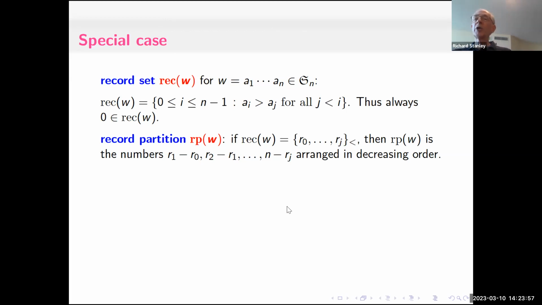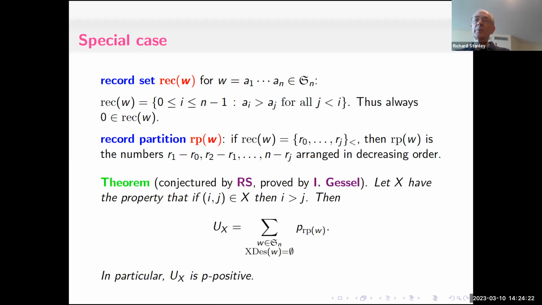To form the record partition, you look at the record set. This subscript means they are in increasing order, and we look at the differences between consecutive terms and a final difference n minus r_j. We take these differences and arrange them in decreasing order. We'll get a partition of n, and that is the record partition.